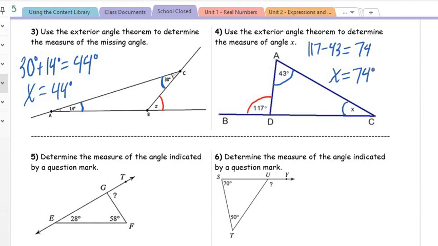And just to prove it, if you did a check and you added the remote interior angles, so 74 plus 43, you would see that it comes to equal 117, which is the measure of the exterior angle here.